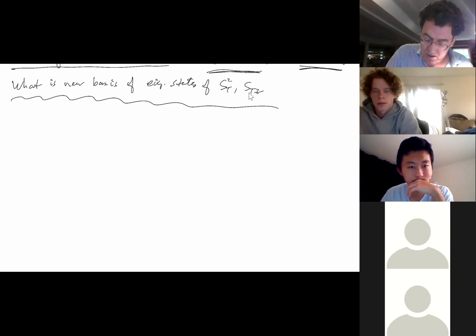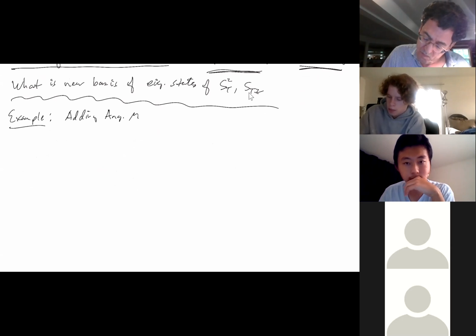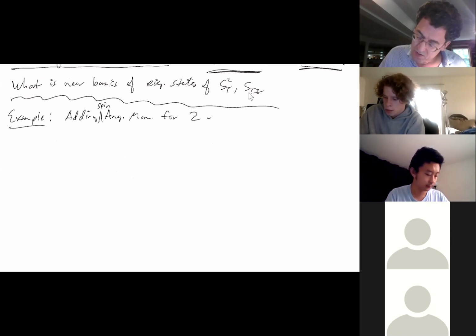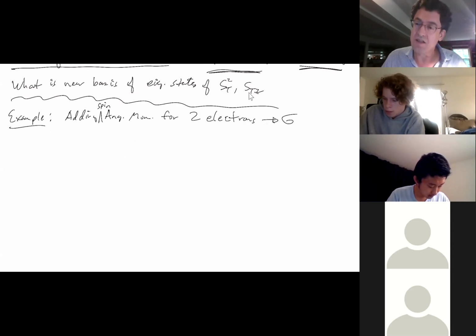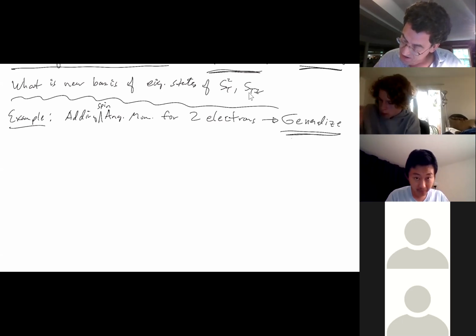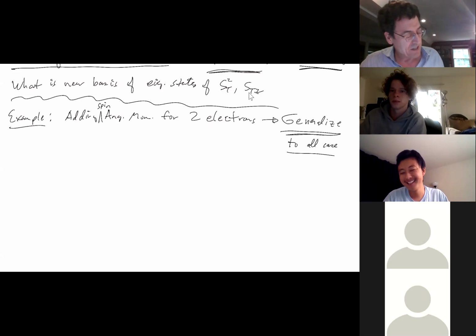So let's do a simple example. We will do an example of adding angular momentum, or spin angular momentum, for 2 electrons. We will do the simplest case, and then we will generalize to all cases. That's really being lazy, but people are lazy by nature, so it seems like a very natural thing to do to me.